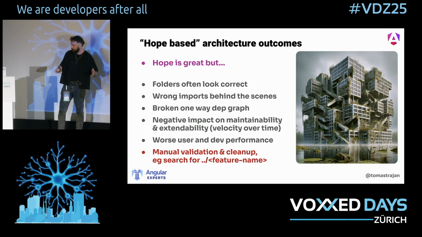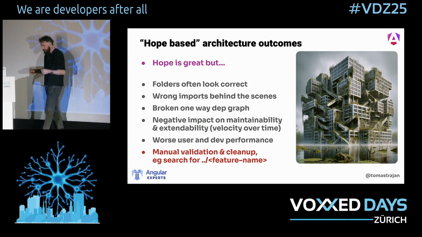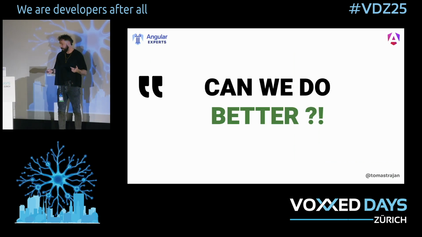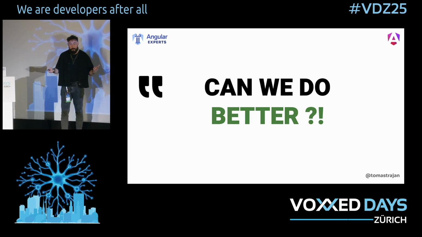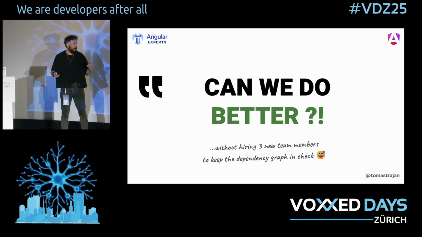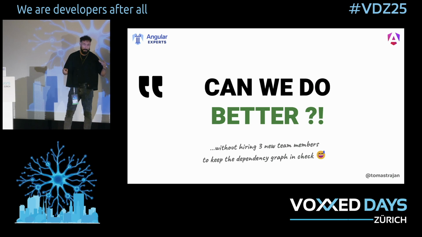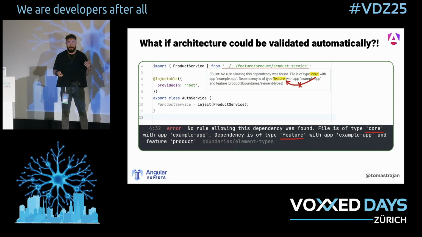But I did that in person before I knew about this, but it just doesn't scale. So can we do better? What if we could, and without hiring like 3 other people who would just validate the dependency graph for us, what if we could get something like this?